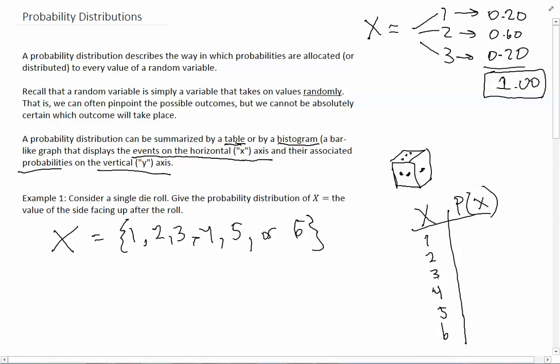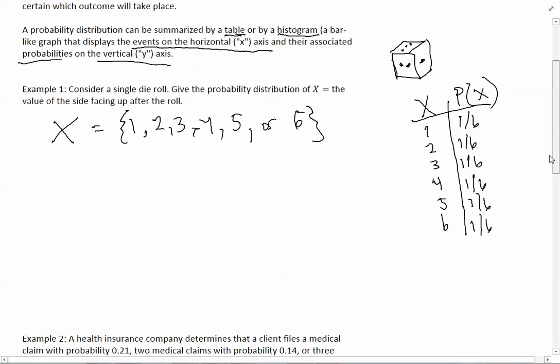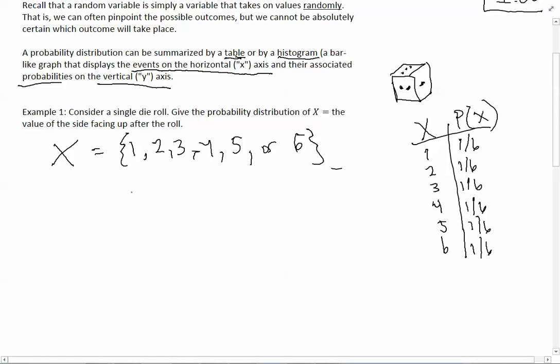And what do we know? If this is a fair die, then each of these has probability 1/6. They are equally likely, and since there are 6 possibilities, any given event has a 1/6 chance of popping up. We're pretty familiar with that. Now a histogram would display the different values of x, in this case 1, 2, 3, 4, 5, or 6, and then the probability of x on this side.